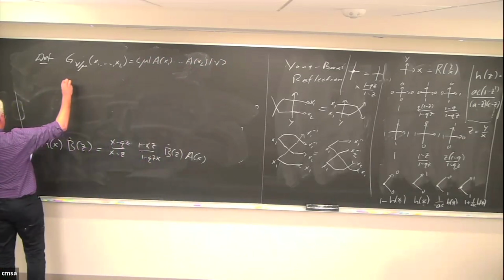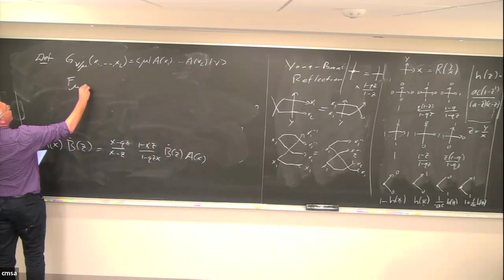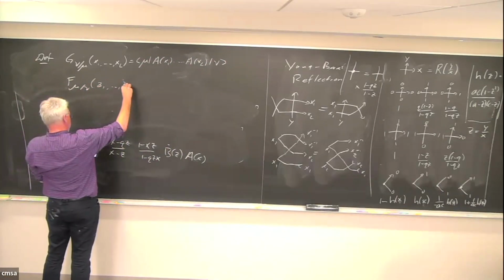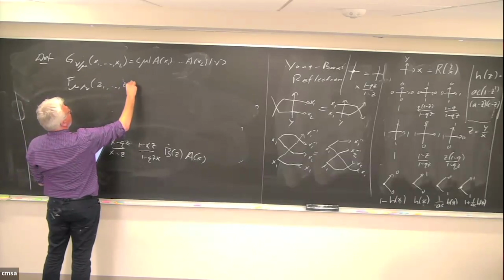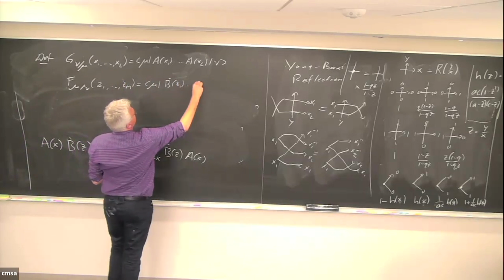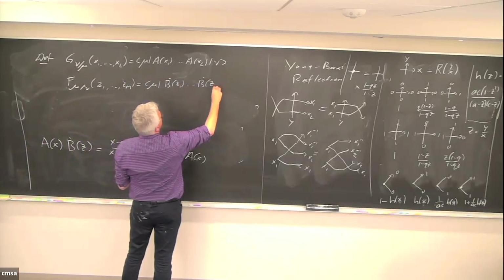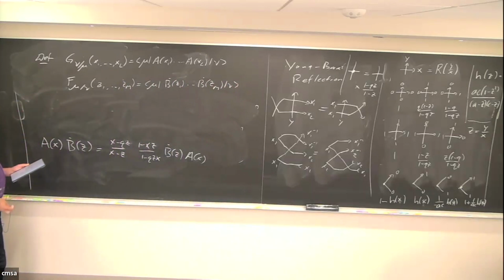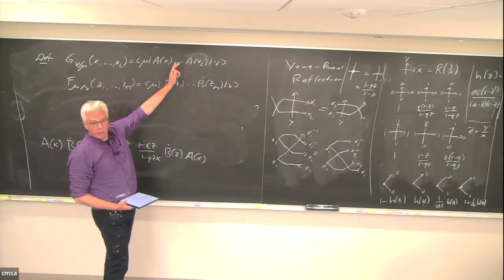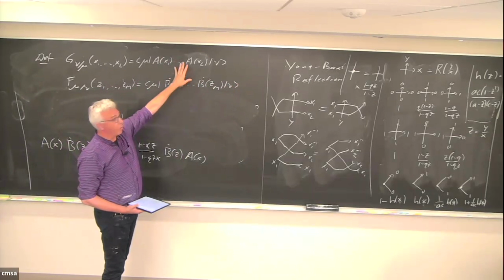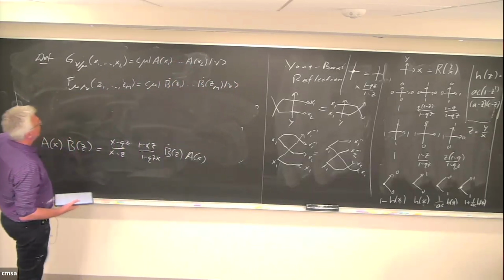And let's say F mu of Z1 to Zn is the same thing, but now with the B operators. It does commute with each other, right? So the A's commute with each other, and the B's also commute with each other. So these are symmetric functions in their alphabets because of the commutation.